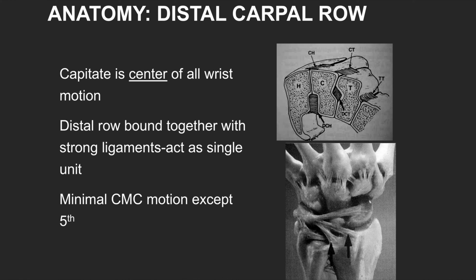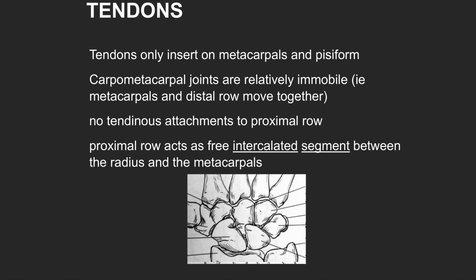The distal row is made up of the hamate, capitate, and the trapezium and trapezoid, and it's bound together with strong ligaments and really acts as a single unit with minimal CMC motion, except at the little finger CMC joint where there's a lot of movement.